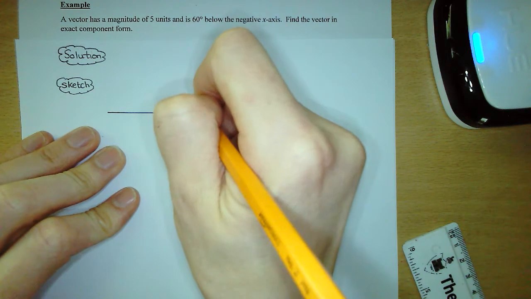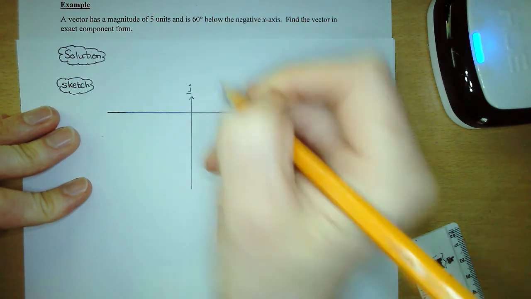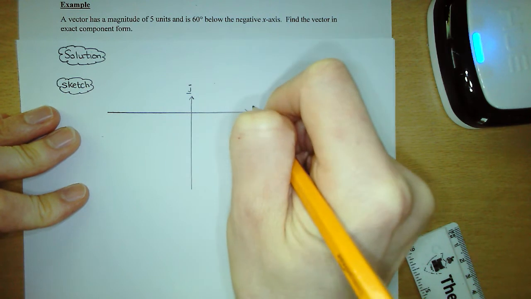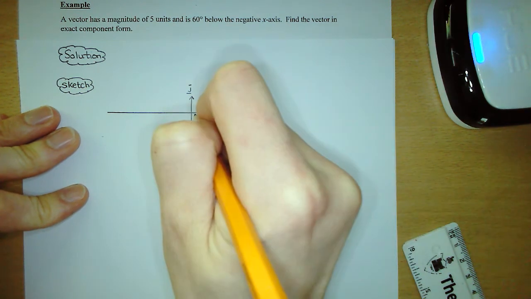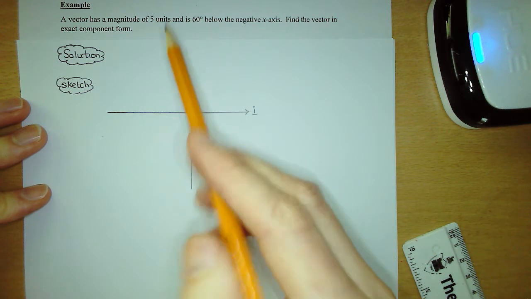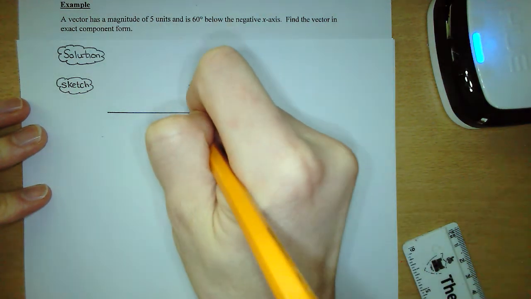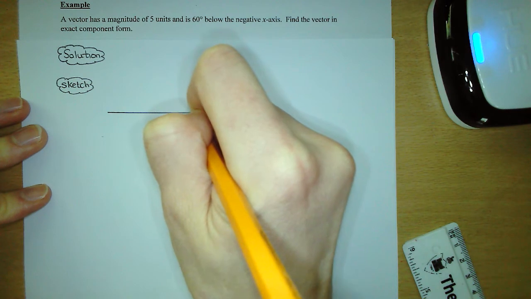Remember, the vertical axis we also call the j-axis. The horizontal axis we call the i-axis, and then label the position of the origin. So we want to sketch this vector from the information that's given. First of all, we always choose to put the tail of the vector at the origin.